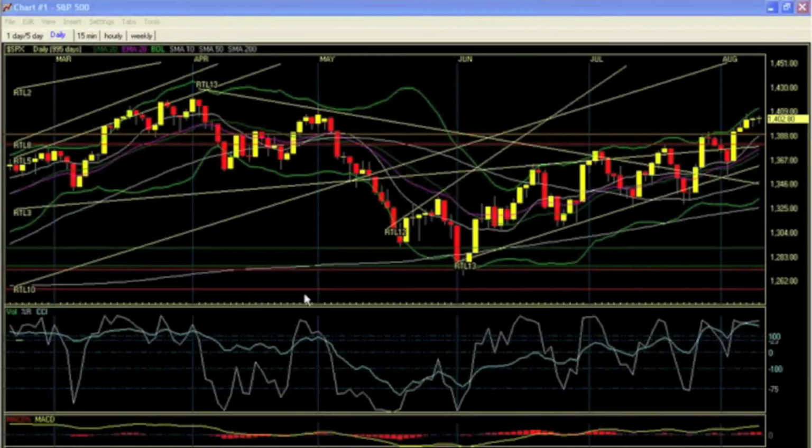So what do we know about trend lines? Much like moving averages, they act like magnets, right? So what's happened over the last couple of days? We've really had a smashing of volatility.